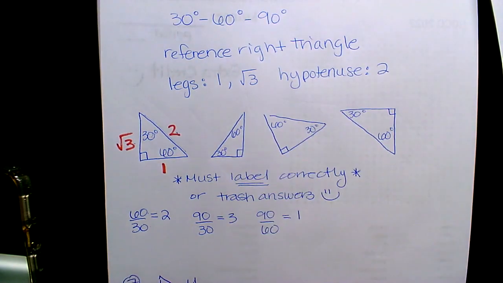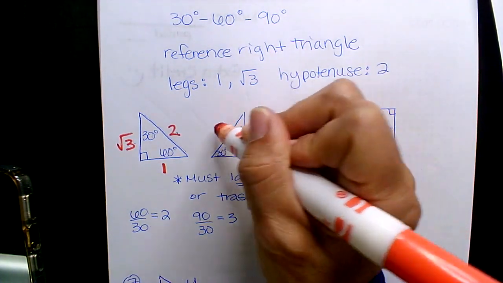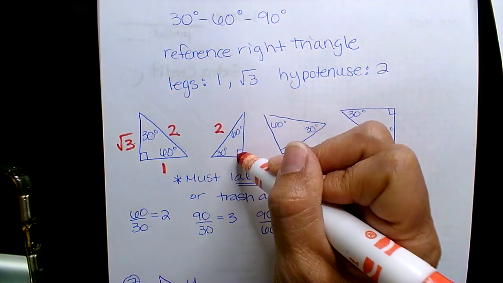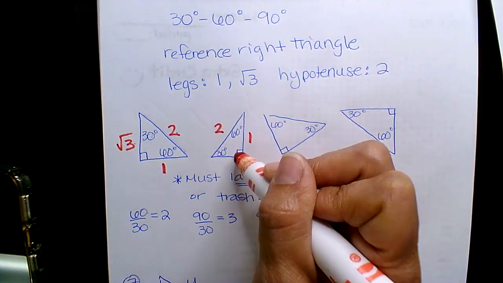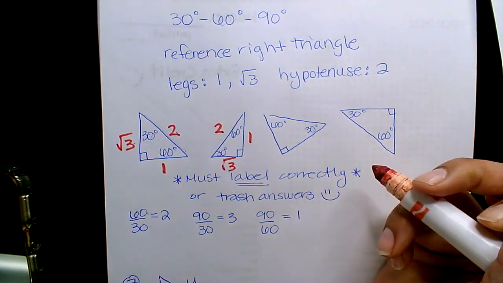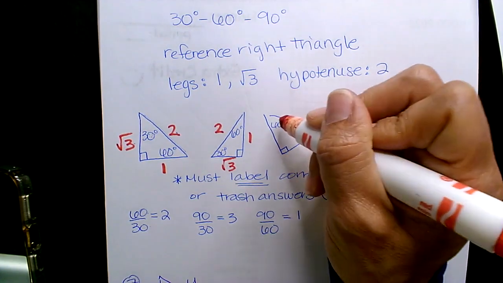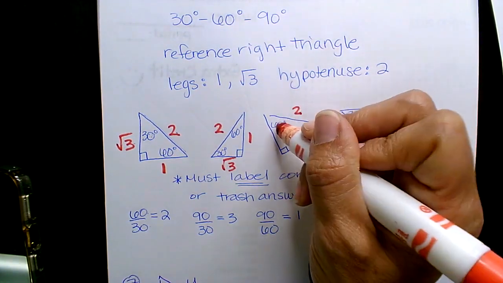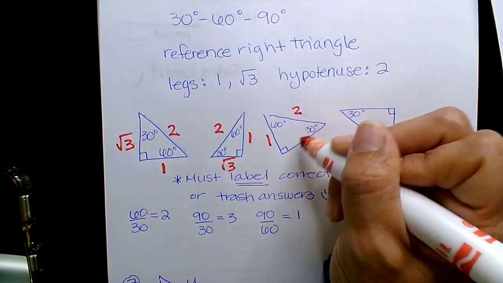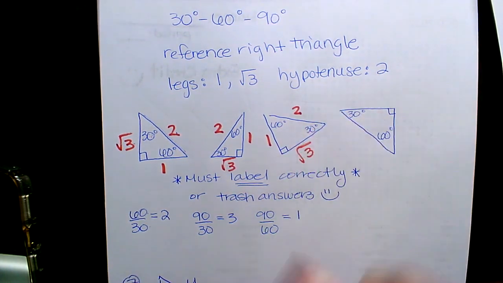Okay, so let's try the division again. 30 goes into 60 2 times. 60 goes into 90 once. 30 goes into 90 3 times, but it gets a radical. 30 goes into 60 twice. 60 goes into 90 once. 30 goes into 90 3 times, it gets the radical.